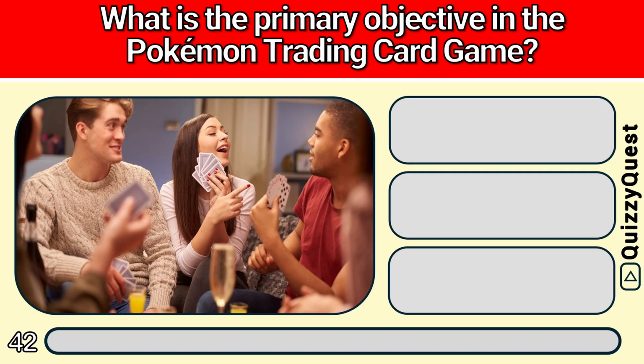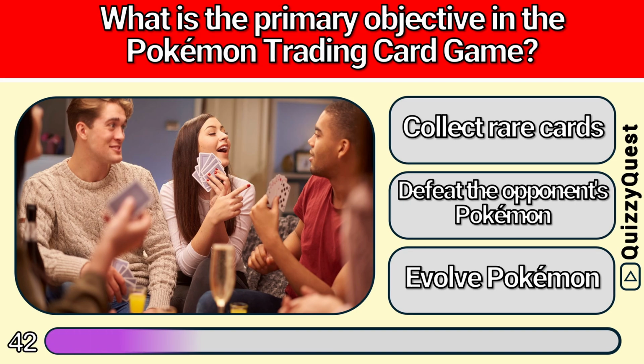What is the primary objective in the Pokemon trading card game? Is it A, collect rare cards, B, defeat the opponent's Pokemon, or C, evolve Pokemon? It is B, defeat the opponent's Pokemon.